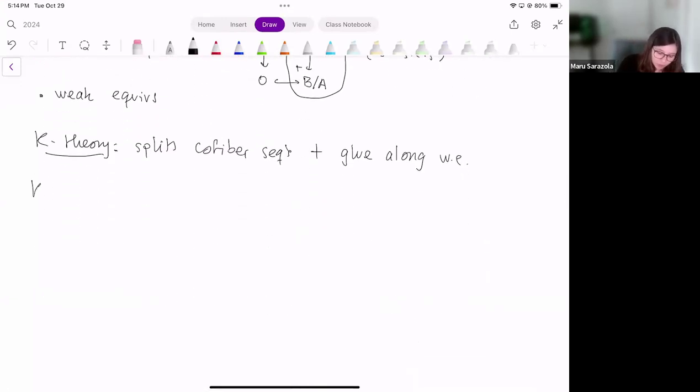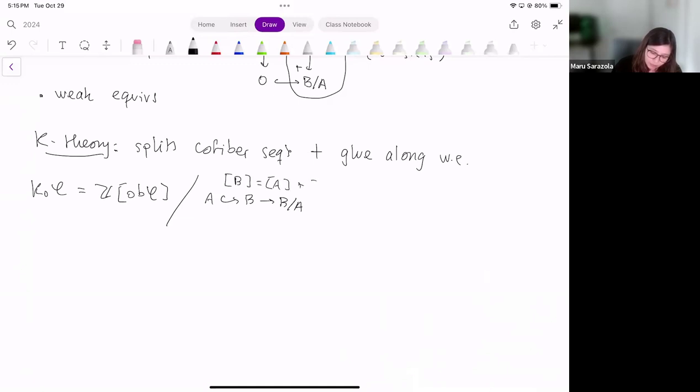So in particular, if I wanted to do the same K0 description, I would now get the free abelian group generated on the objects of my category. And now my relations are going to be that for any cofiber sequence, I ask that the class of the middle is the sum of the other two. But also that for any weak equivalence between two objects, those are going to represent the same class.